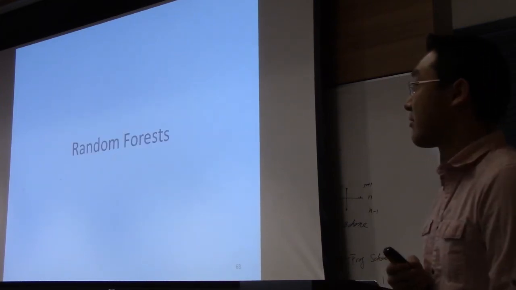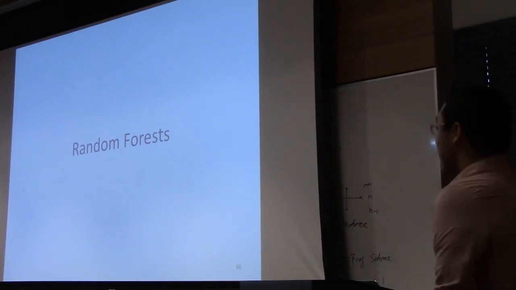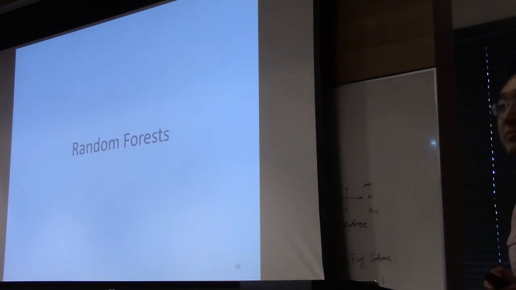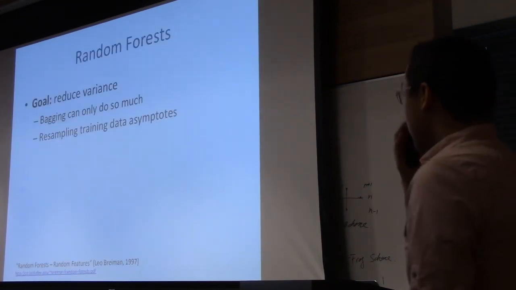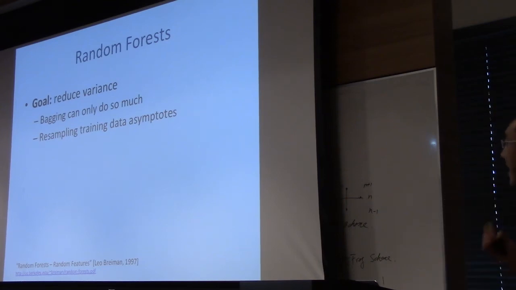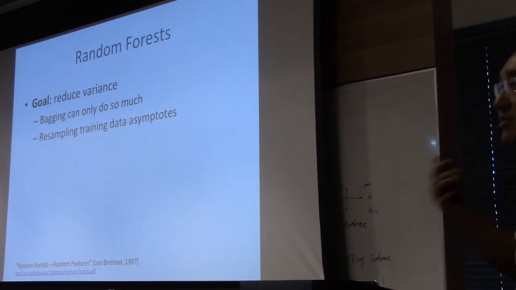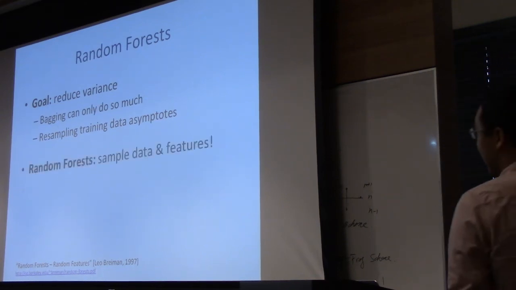Okay, in the final 5-ish minutes, I'm going to cover random forest, which is a quick extension of bagging, specific to decision trees. So the goal of random forest, again, is to reduce variance, right? And in some sense, bagging can only do so much because resampling of training data asymptotes, because you're just drawing samples from the same training set over and over and over again, right?